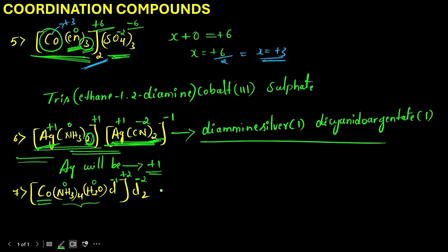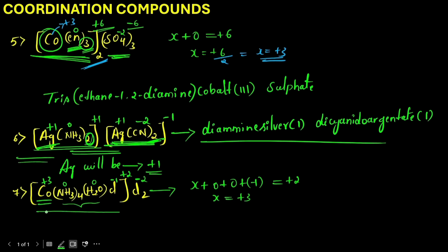Now we will calculate the oxidation number of cobalt here. Let it be X plus 0 plus 0, plus minus 1 should be equal to +2. Therefore, X is equal to +3. Here what is the oxidation state of cobalt? That is +3. Now we will start naming.